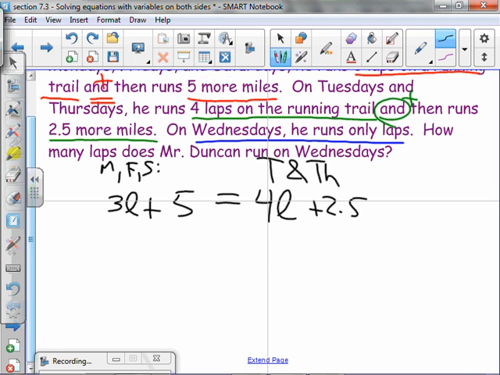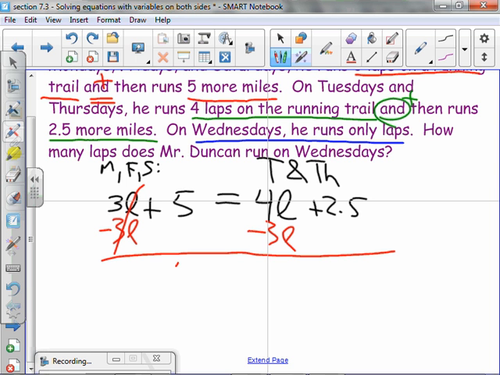And then what we're going to do is we're going to solve this. And once again, I notice something I don't like. I've got a variable here. I've got a variable here on the other side. I need to fix that. So let me just get rid of the smaller one, which is 3L. Subtract 3L from this side. Subtract 3L from this side. Rewrite my equation. I get that 5 is equal to L plus 2.5.